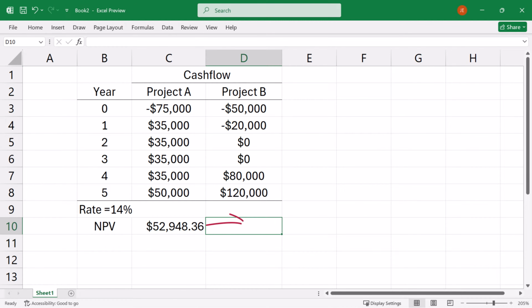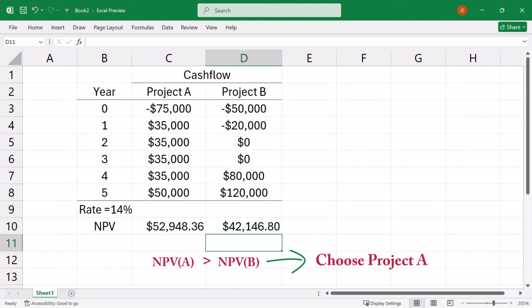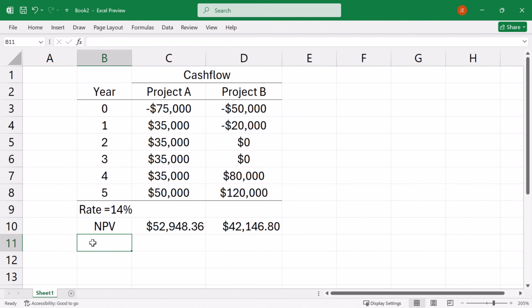I can copy this cell formula for project B, but let's just repeat the process. Equals NPV, 0.14 or 14% for the rate, comma, select the cash flows from year 1 to the final year, close parentheses, and add the initial value. Enter. Comparing these results, we can see that project A has a higher NPV, signifying that project A is the better choice.